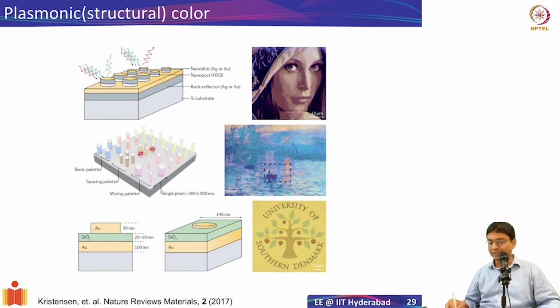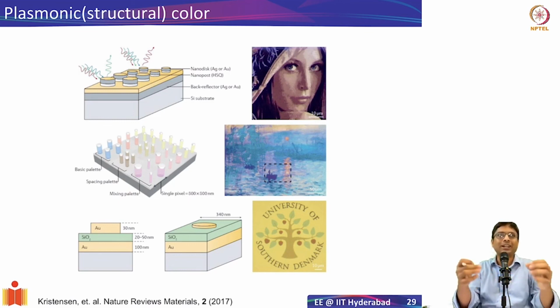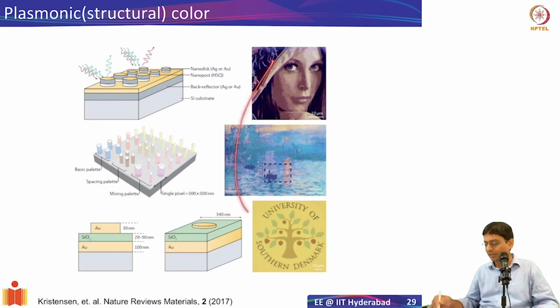So you can create structures and make pixels out of this. Let's say if I have a periodicity of 20 microns, I'll get some color. If I have a periodicity of 10 microns, I'll get another color. So I can create pixels with varying structural features, and then eventually I'll get colors. And those are the beautiful colored images. This is, I think, Lena, and this is some other painting, Monet or something they call it, I think. Anyway, from the University of Southern Denmark. So you see various interesting colors being generated just by arrangement of nanostructures.